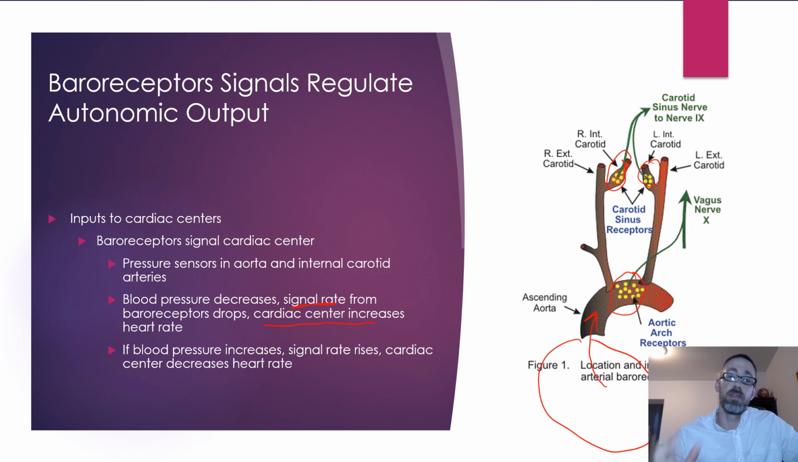Either way, that increased pressure is going to cause it to decrease its signal rate and slow your heart rate down. It's a useful little trick if you ever have a high heart rate and you're at rest and you're a little anxious or whatnot. Sometimes doing what we call a carotid massage can help to lower that heart rate. And more on that, by the way, later on.